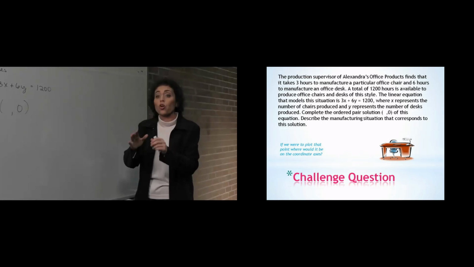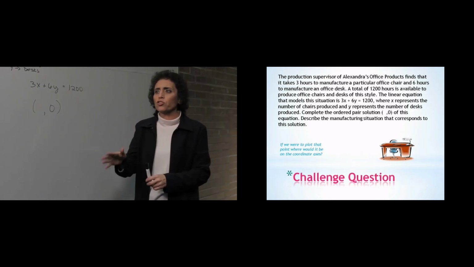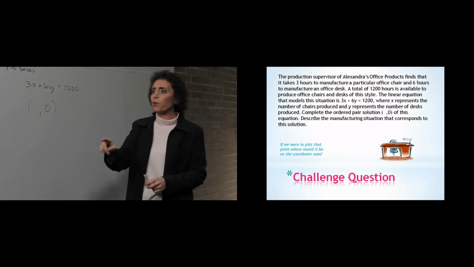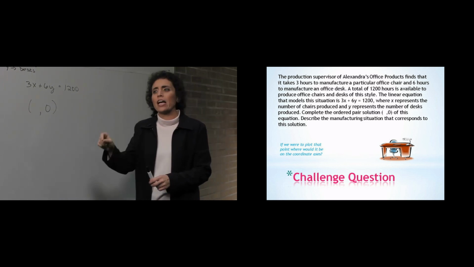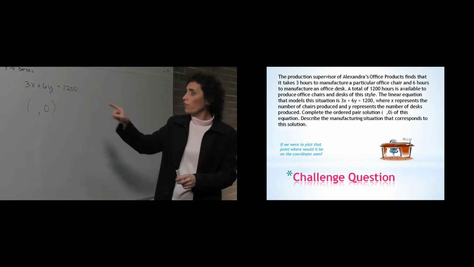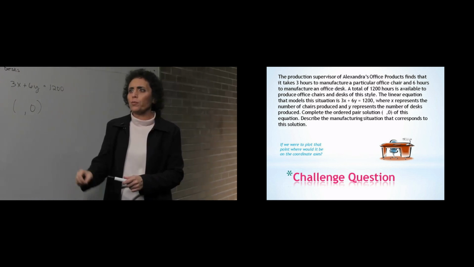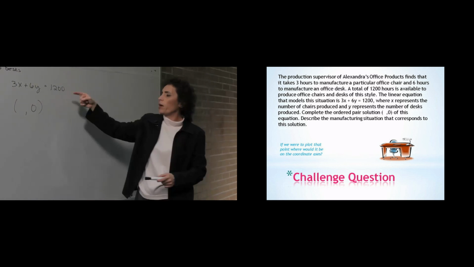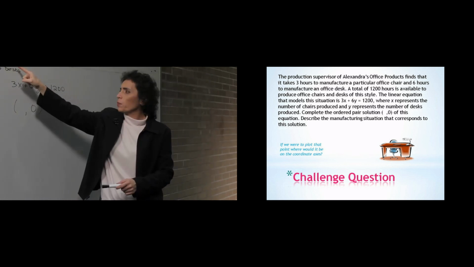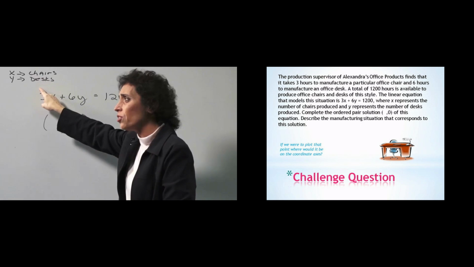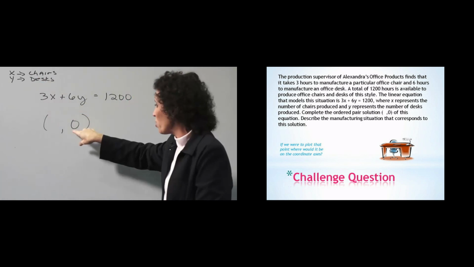Okay, let's take a look at this long question. It says, the production supervisor of Alexandra's office products finds that it takes 3 hours to manufacture a particular office chair and 6 hours to manufacture a desk. A total of 1,200 hours is available, and the linear equation that models that is this. We want X to represent the number of chairs and Y to represent the number of desks, and we want to finish this ordered pair and say what this actually represents.